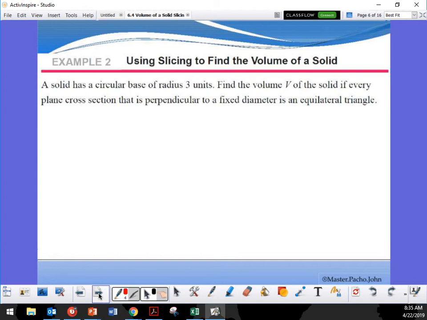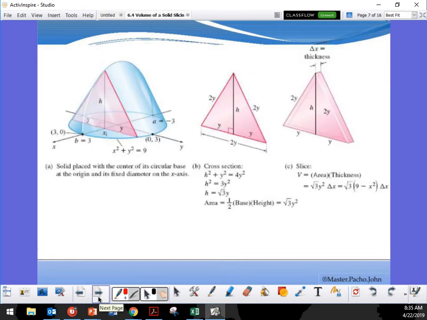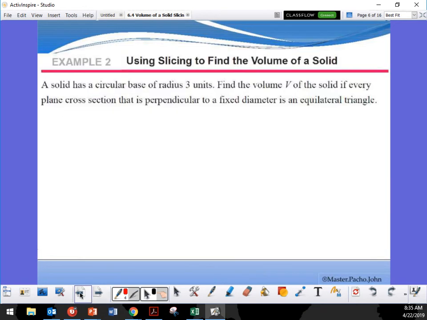Hard language here. A solid has a circular base of 3. Wait, how is the... It's a cylinder, yeah. It's a cylinder, no? Or no? No, it's not a cylinder. It's more of a jello mold. Oh my god, yeah, that's what it is, it looks so weird. Cute. It's a jello mold. Okay. Base of radius 3 units.